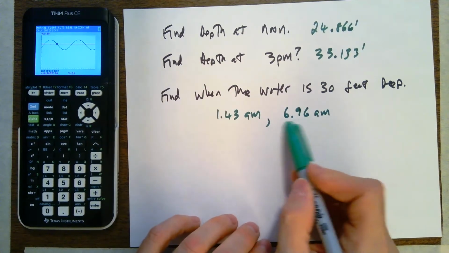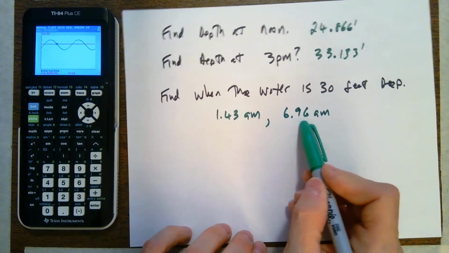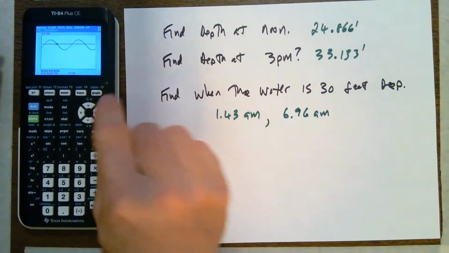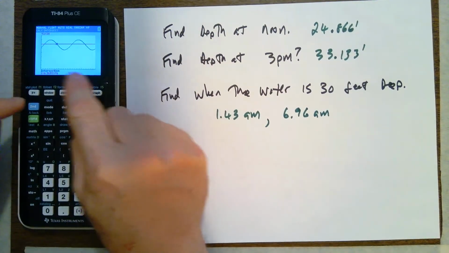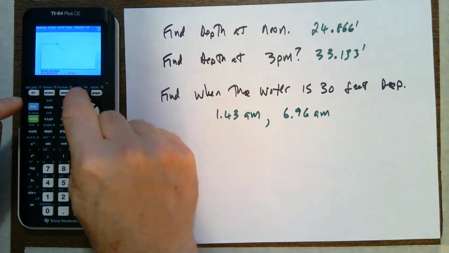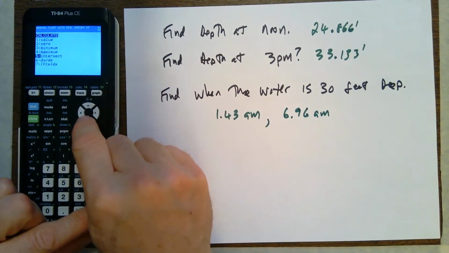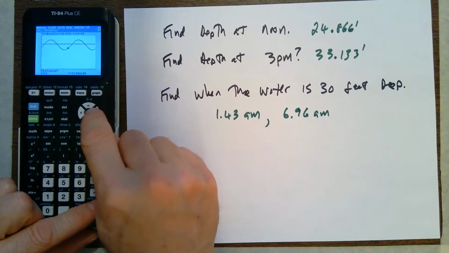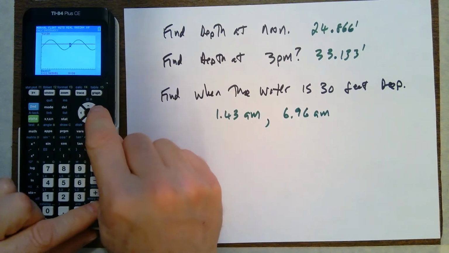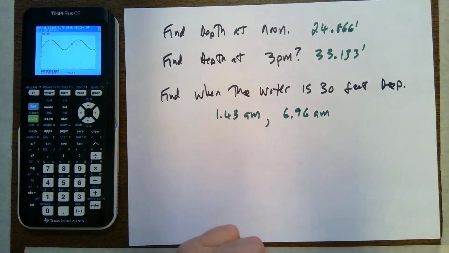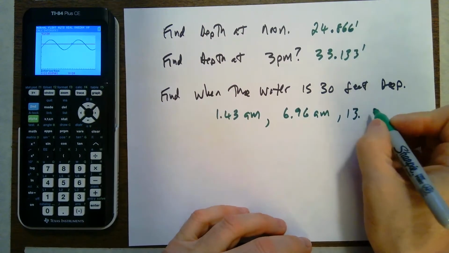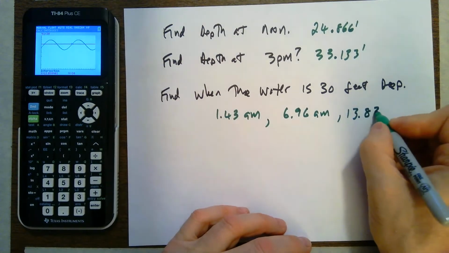Well, maybe that's a little too soon. I want to do it a little bit later. So what's that other time over there? And again, Casio users, hit the over arrow. You already know your answer. TI users, second trace to calculate, intersection button. I'm going to use my over arrow, going over here, hit enter, and it looks like it's at 13.83.